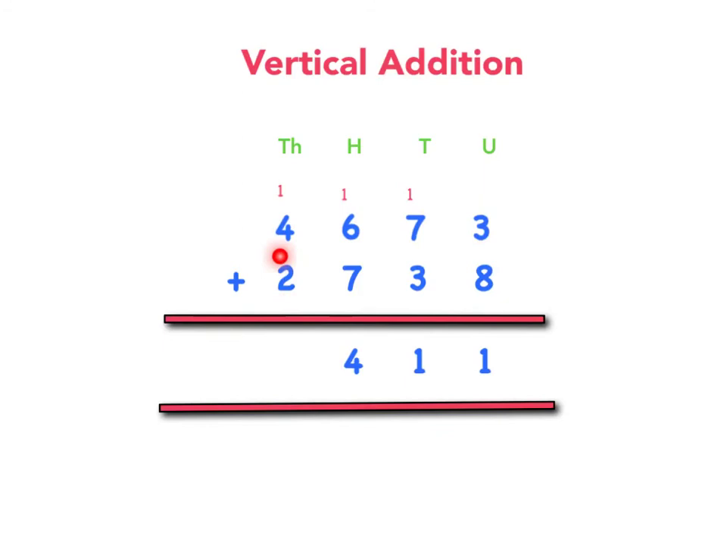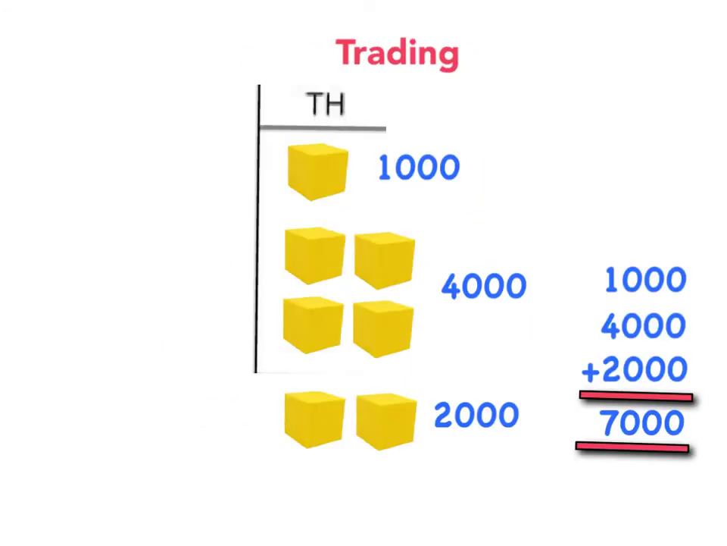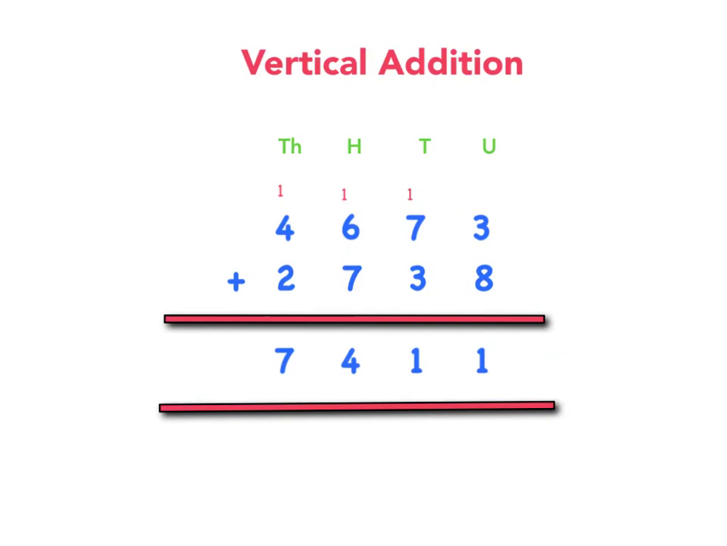Let's have a look in our chart. Visually we can see the 1000 that was traded plus the 4000 plus 2000. Over here, looking at the simple sum, we know that 1000 plus 4000 plus 2000 equals 7000. Let's take a look at this in our equation. So the 7000 gets dropped down into the thousands column. Our final answer is 7411.